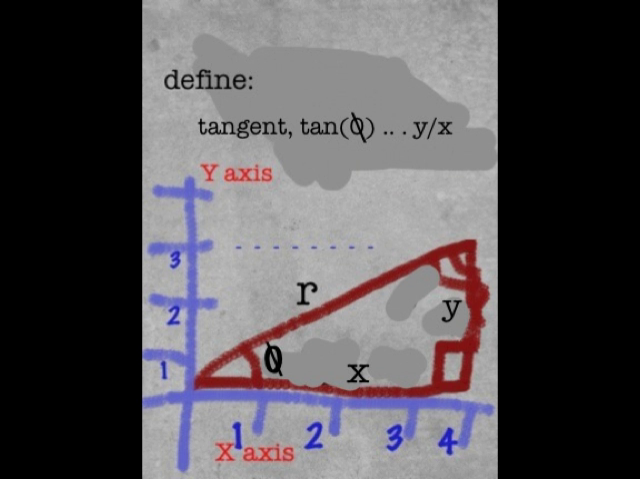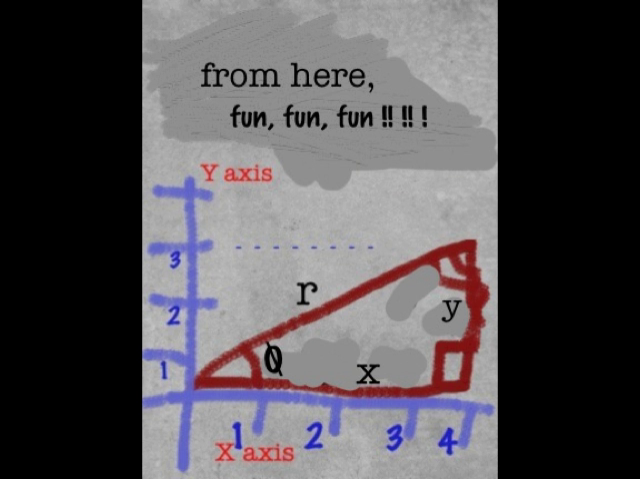Now we're going to go to their inverted buddies over here. Secant is r over x. Cosecant is r over y. Cotangent is x over y. From here, nothing but fun, buddies.